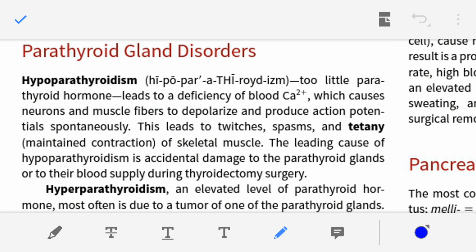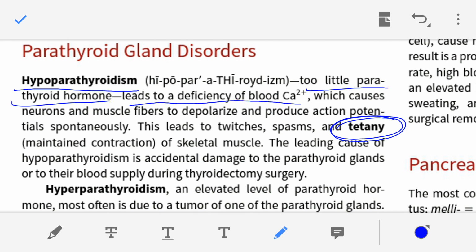So what are the causes of tetany? Why is tetany occurring in the patient? One reason we are remembering is hypoparathyroidism. Second reason, too little parathyroid hormone is secreted. Third reason, deficiency of blood calcium. Fourth reason, depolarization of neurons and muscle fibers, and spontaneous action potential can be the fifth reason for tetany.